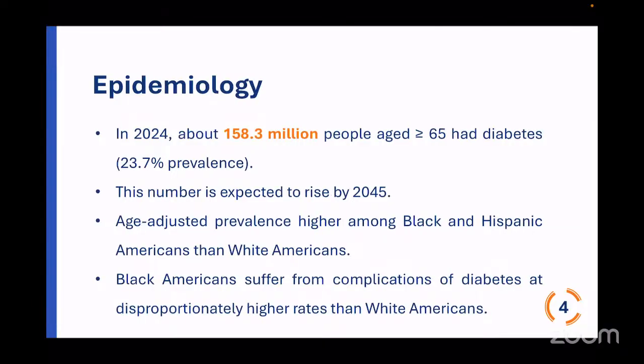So in 2024, about 158.3 million people aged 65 and older had diabetes, and this number is expected to rise by 2045. Age-adjusted prevalence is higher among Black people and Hispanic Americans than white Americans. Black Americans suffer from complications of diabetes at higher rates than white Americans.